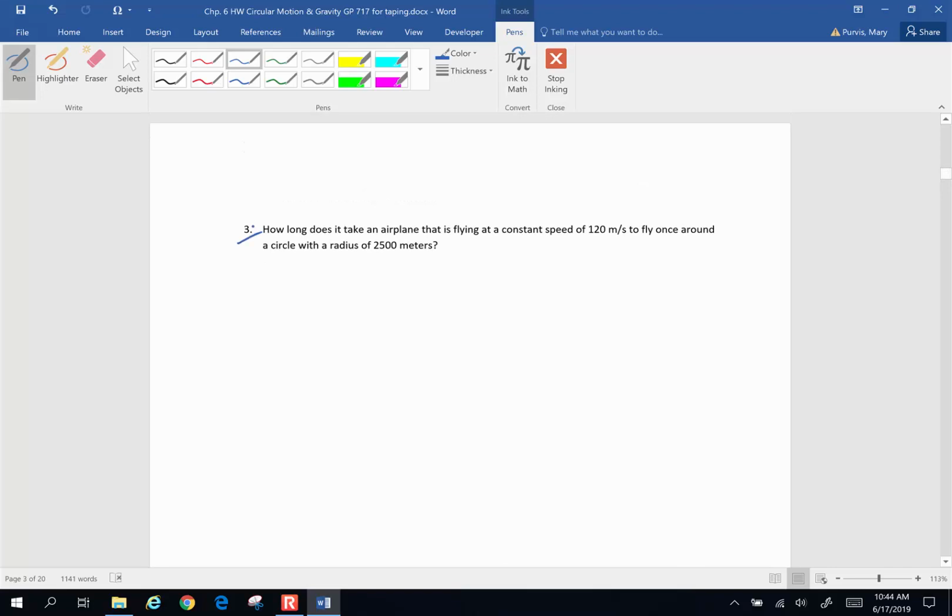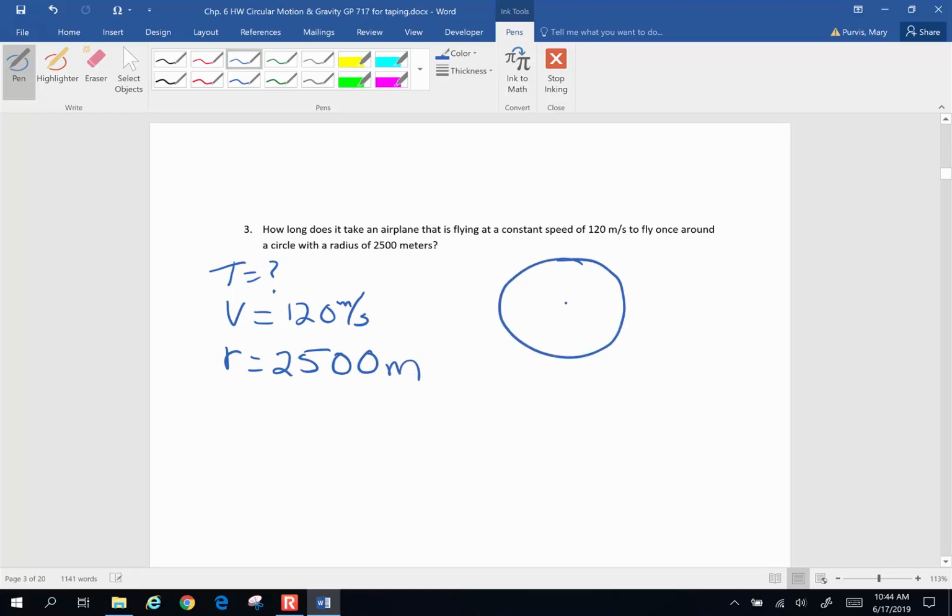How long does it take? Looks like we're looking for time of some sort. An airplane that is flying at a constant speed, so we have a speed of 120 meters per second, to fly once around a circle with a radius of 2,500 meters. So we have circular motion. The radius is 2,500 meters. We have tangential velocity of 120 meters per second. We want to know time.